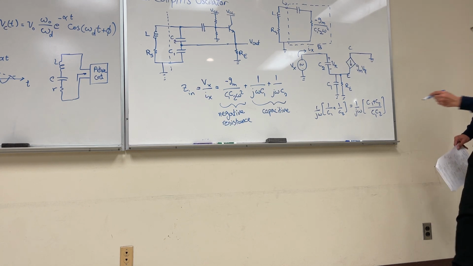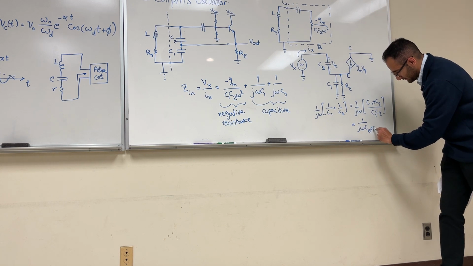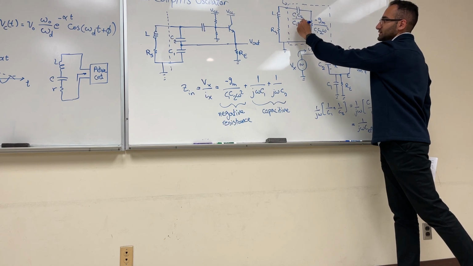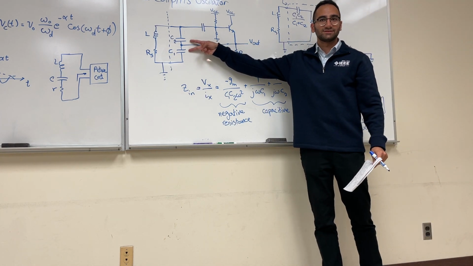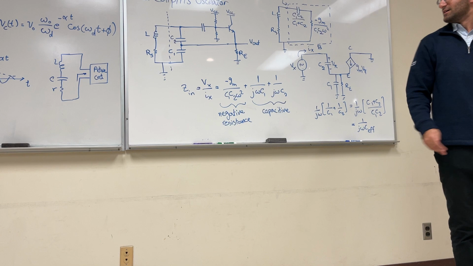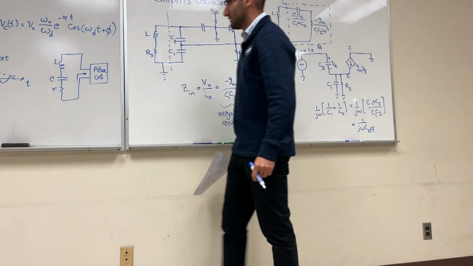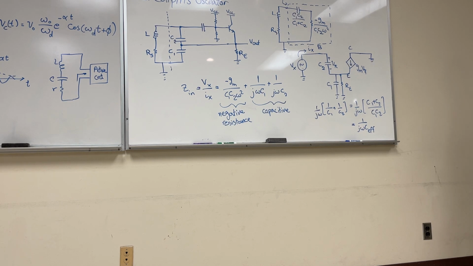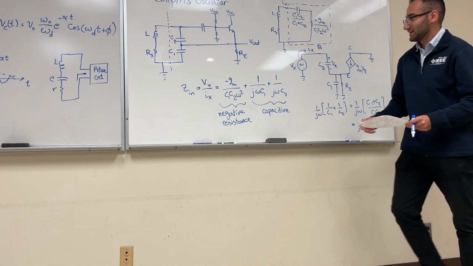So if I were to set that equal to 1 over j omega C effective, my C effective is going to be C1 C2 over C1 plus C2, which is nice because this is exactly the expression that you will get for two capacitors in series, right? And there it is, exactly the circuit that we were looking for. We have our inductor, capacitor, resistance, and negative resistance. So any questions so far about this? Does it make sense? Not too complicated, is it? Okay.